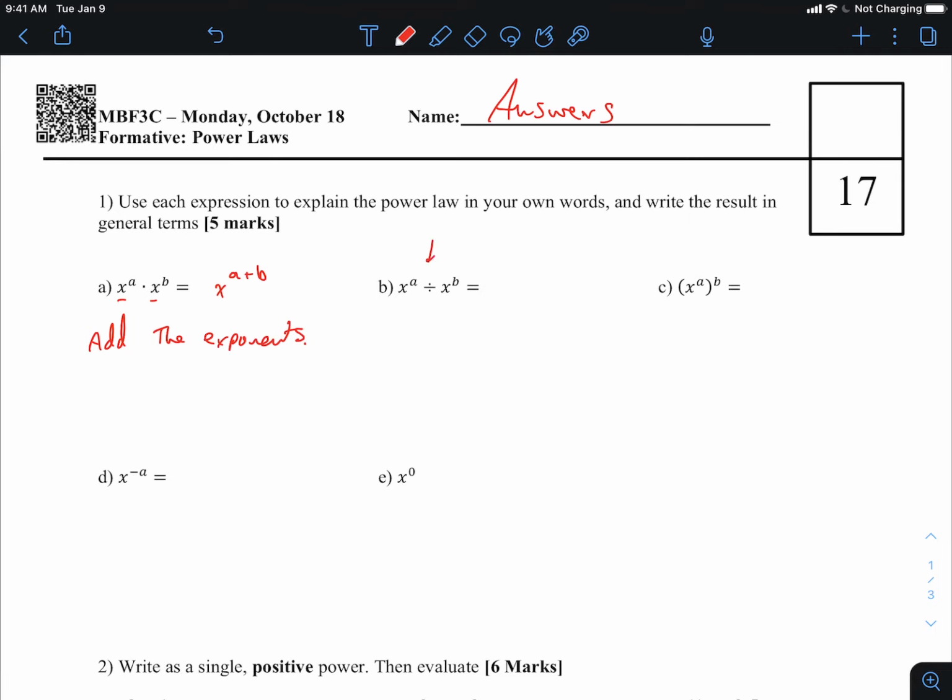And then with division, anytime you have the same base, again, you'll notice with all these questions the bases match. So when I have division, we go x to the a minus b, and we subtract the exponents here.